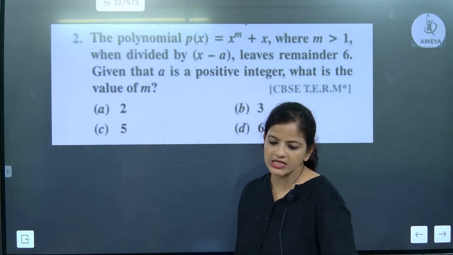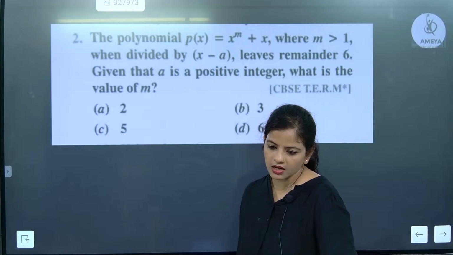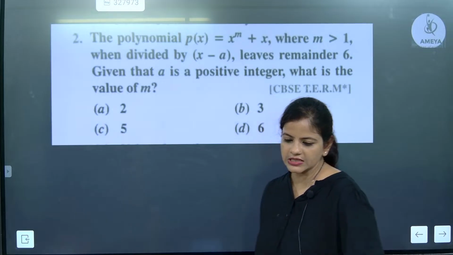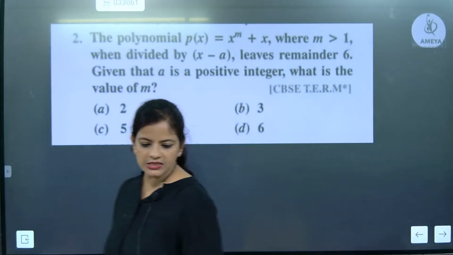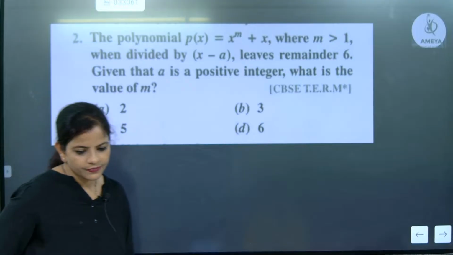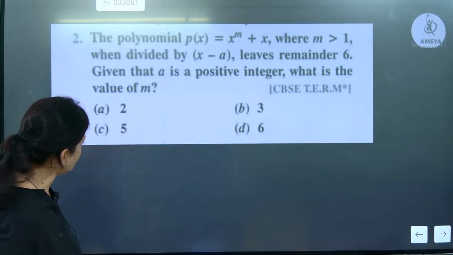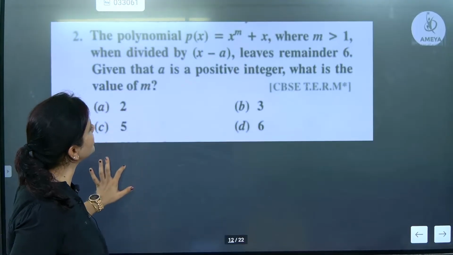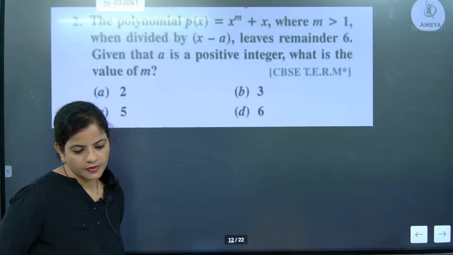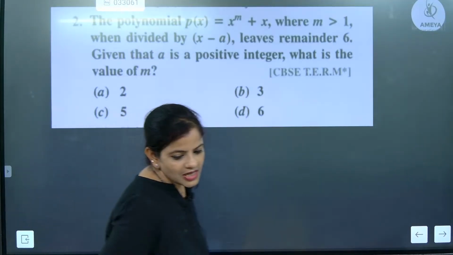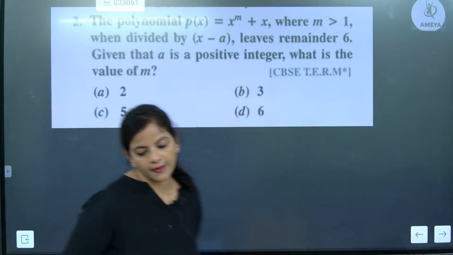The child is telling the answer is 6. Okay, Arunisha is telling the answer is 6. The child is telling the answer is option B, 6. Are you telling this question's answer as 6? Come on, say.